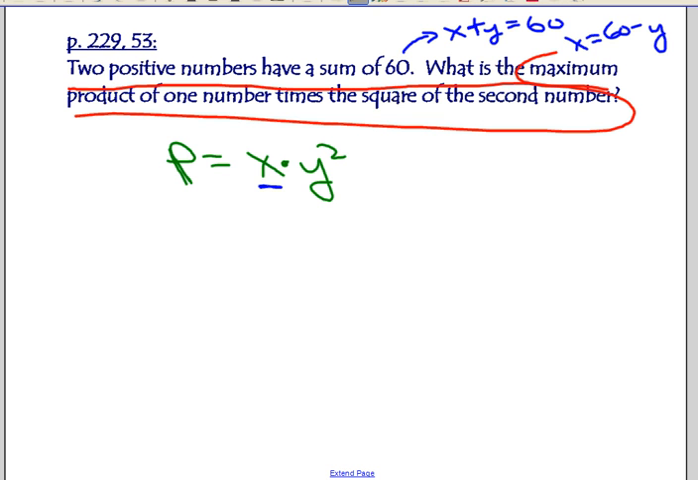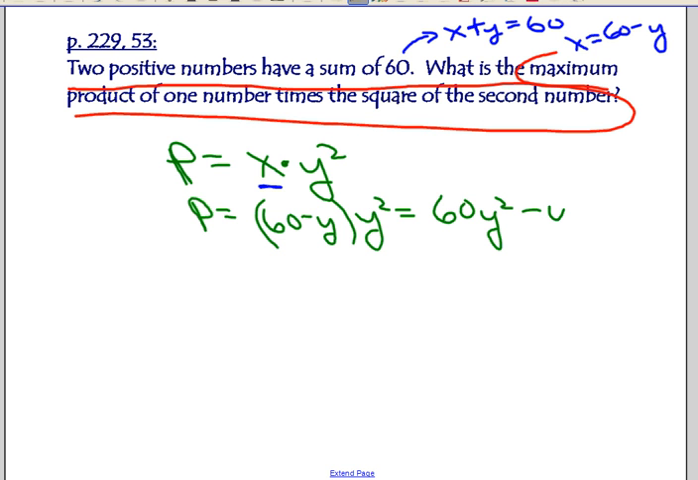So I come back down here to my product, and my product is, I'll take out the x, I'll put in 60 minus y, times y squared. I'll distribute that, and it looks like 60y squared minus y cubed. Okay, how do we maximize or minimize things? We take the derivative. We're looking for critical points. There are no real endpoints here. There's certainly positive numbers, so we know our domain is x and y greater than 0.